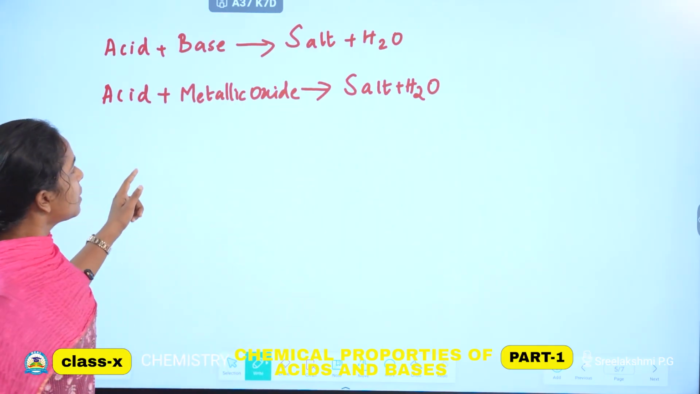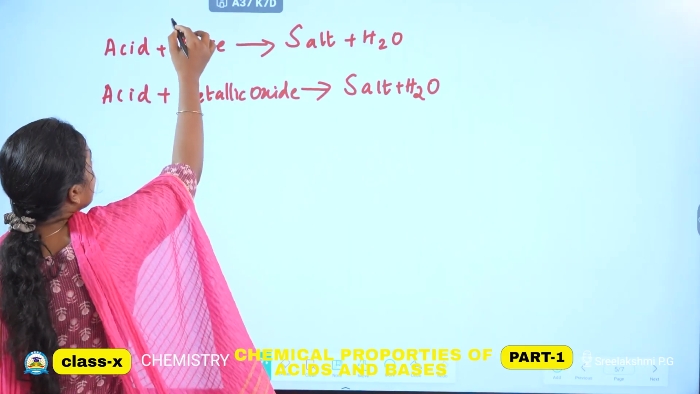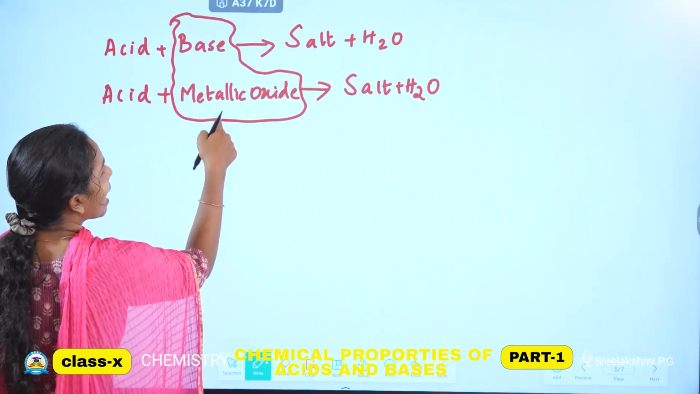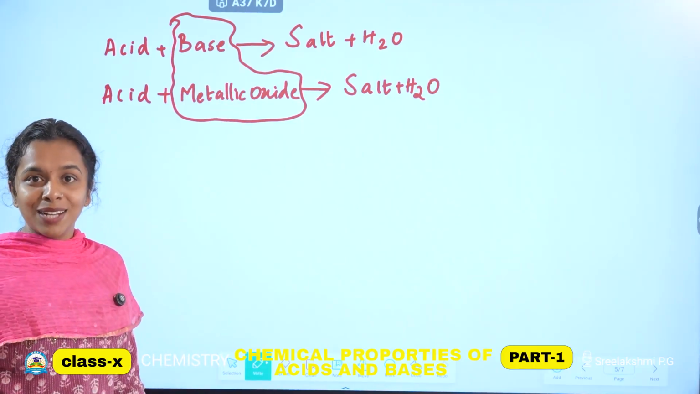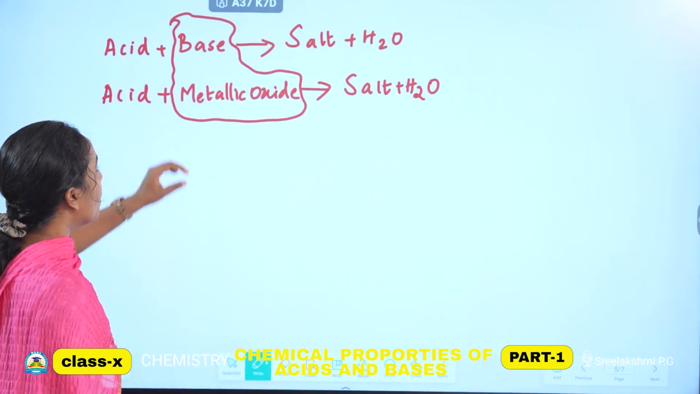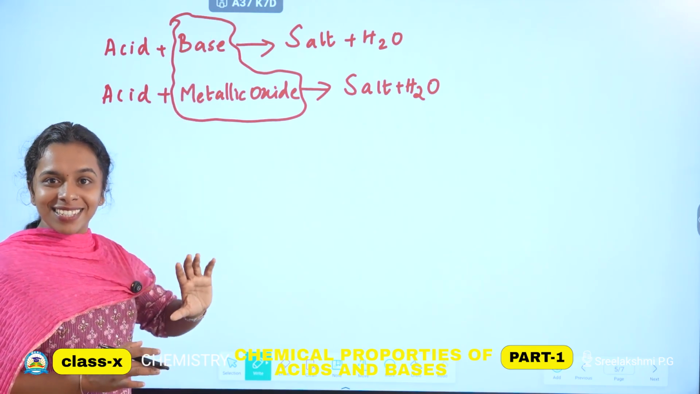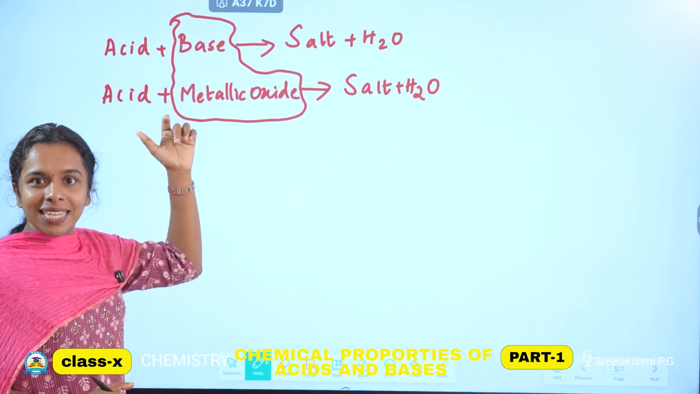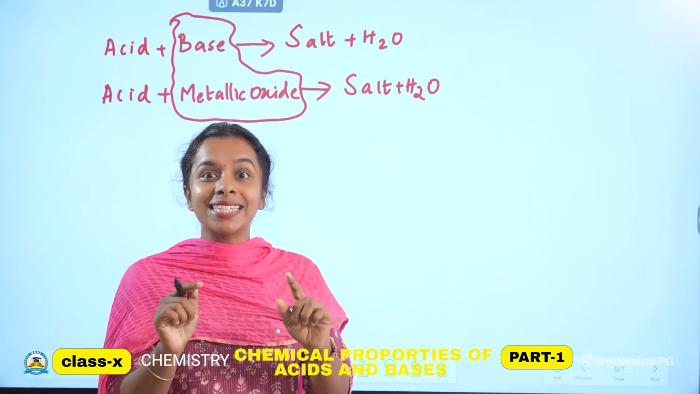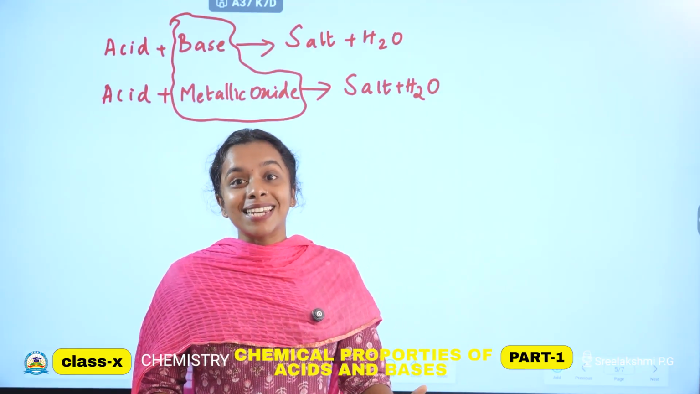So here, acid reacts with the metallic oxide to give salt and water. We can see that on both sides we have what? Base and metallic oxide. So from here, what can we understand? Yes, you are correct. Metallic oxides are basic in nature. Right? Metallic oxides are what? Basic in nature. While discussing metals and non-metals, we have already said that a base will lose electrons, just like a metal.